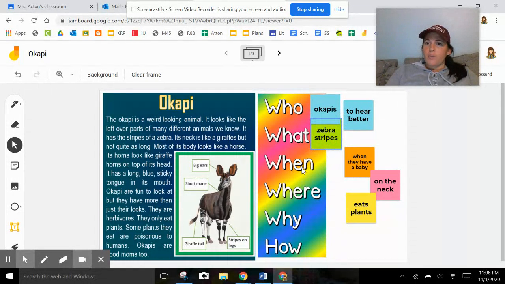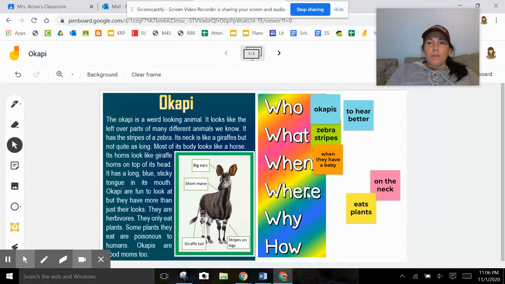When are okapis good moms? To hear better? When they have a baby? Yeah, I mean, you can't be a mom unless you have a baby. So when are okapis good moms? When they have a baby? What about on the neck? When are they good moms when on the neck? When they eat plants? Those don't make any sense. But when you have a baby, you definitely become a mom. So I bet that one's it.